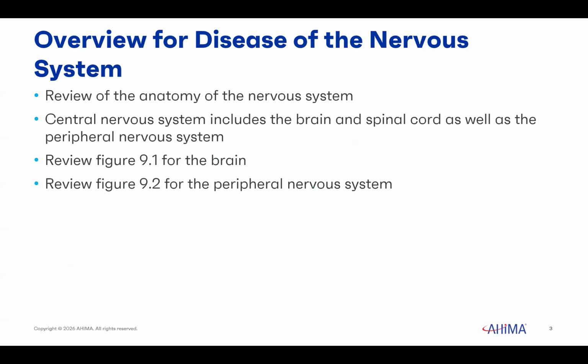So a couple of things that you can see in your text. Please pay special attention to figures 9.1 and 9.2. They cover the anatomy of the nervous system. When we use the term central nervous system, we're talking about the brain and spinal cord, but we also have things that happen to the peripheral nervous system.